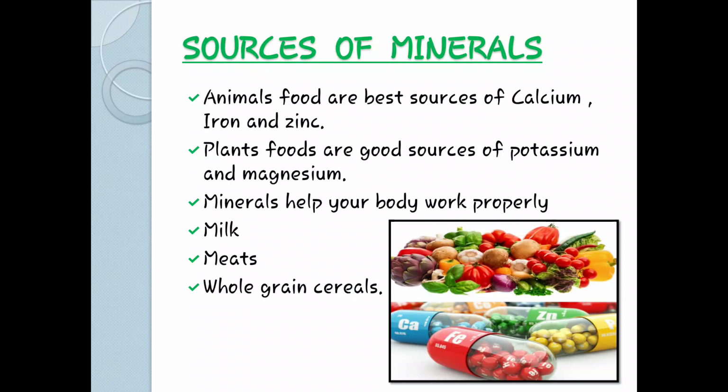Sources of minerals. Animal foods are the best sources of calcium, iron, and zinc. Plant foods are good sources of potassium and magnesium. Minerals help our body work properly. Milk, meats, whole grain cereals, etc. are all sources of minerals. Let's move to the next slide.